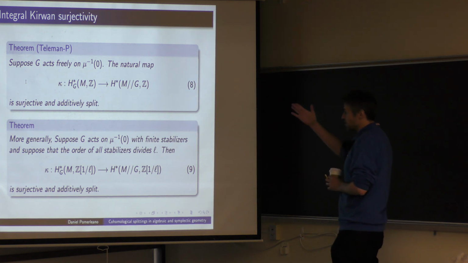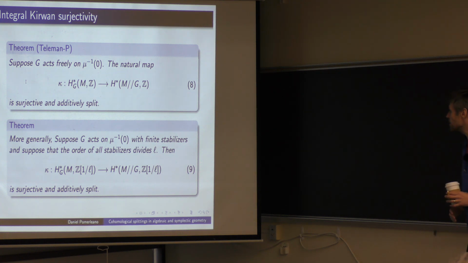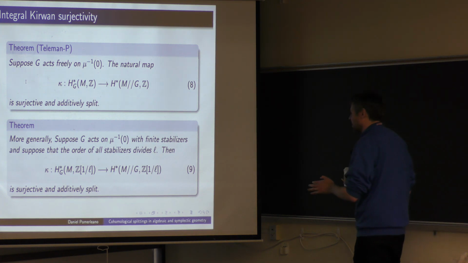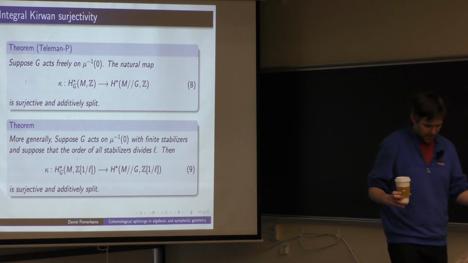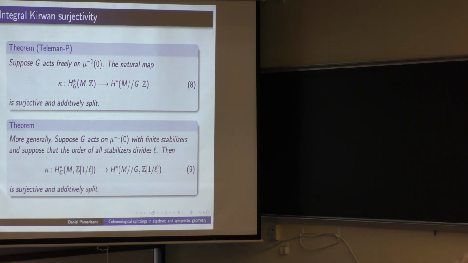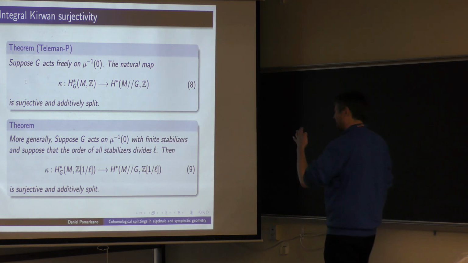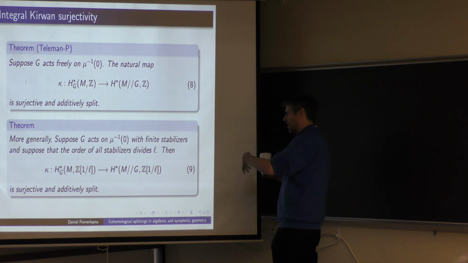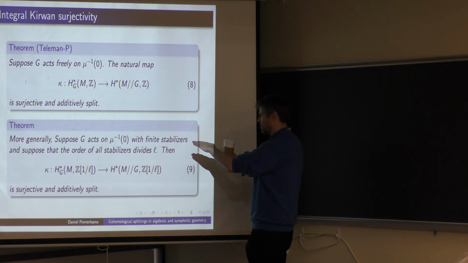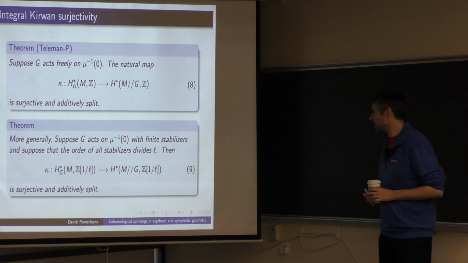That it works integrally because in those cases we were looking at a smooth quotient. And more generally, if you have finite stabilizers, then as we saw in our example, the model example of just C cross C, the theorem doesn't work. But as long as you invert all of the orders of the different stabilizers along mu inverse of 0, then again you have a surjection, and you get something that's additively split.